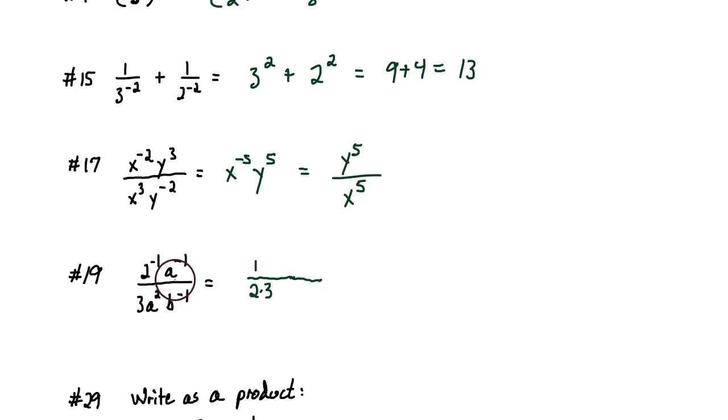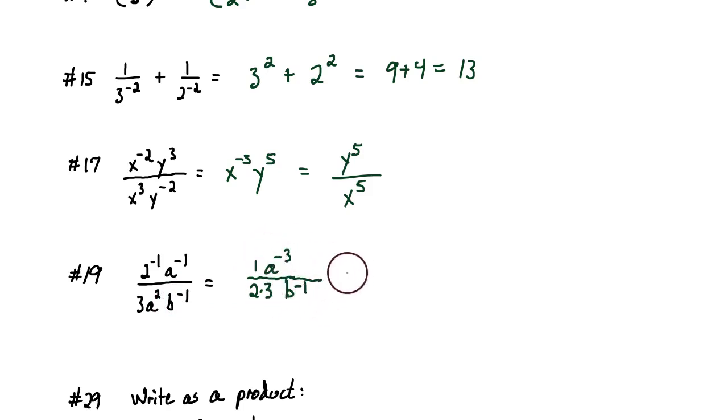Now let's work with the letter a. A to the negative 1 divided by a to the 2. To divide letters, you subtract the exponents. Negative 1 subtract 2 is negative 3. There's also a letter b down in the bottom with a negative 1 exponent.